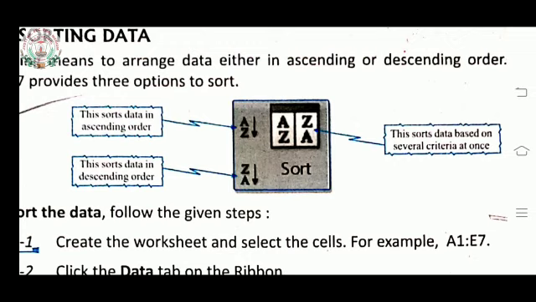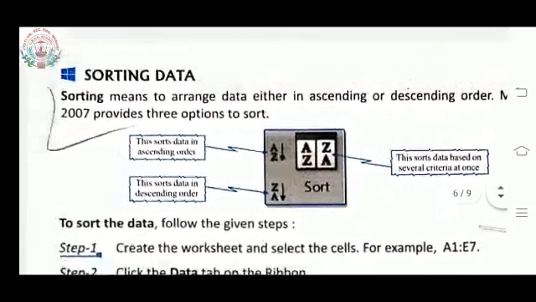This sorts data based on several criteria at once. Means at one time you can give one criteria only. Criteria means condition. MS Excel 2007 provides 3 options to sort the data. Means for sorting, 3 options are available. Now how we have to use this sorting, means how we can do this sorting of the data.